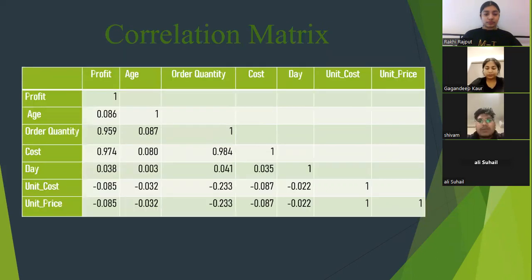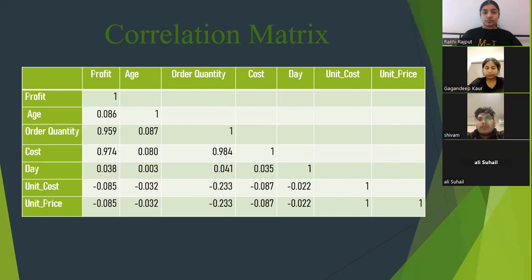Now I'm here to explain the correlation matrix. The correlation matrix is the most common technique for variable selection for an appropriate model. Table number 2 is showing the correlation between the variables of interest. The correlation of profit with the quantity ordered is 0.96 and with the cost is 0.97, while the correlation of other variables is the lowest. Therefore, the quantity ordered and cost are the most appropriate variables to be selected in this model.